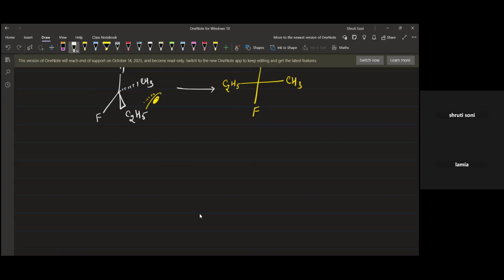Okay, so OH will be there. This will be carbon, and like this.